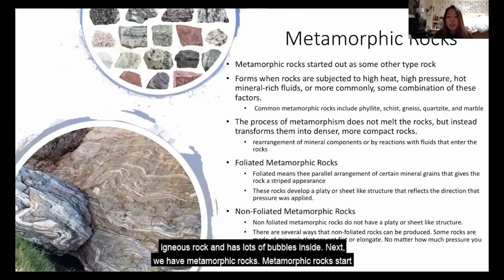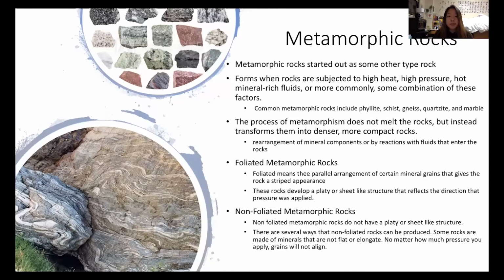Next, we have metamorphic rocks. Metamorphic rocks start out as some other type of rock. The process of metamorphism does not melt the rocks, but instead transforms them into denser, more compact rocks. This commonly happens deep inside the Earth where tectonic plates meet. New minerals are created either by rearrangement of mineral components or by reactions with fluids that enter the rocks. Pressure or temperature can even change previously metamorphosed rocks into new types. Metamorphic rocks are often squished, smeared, and folded.